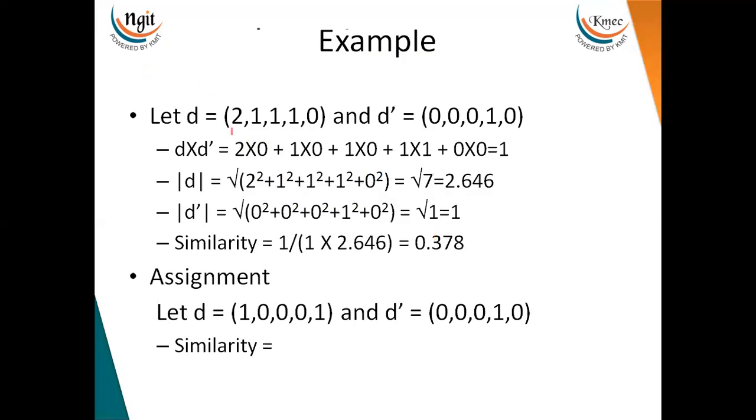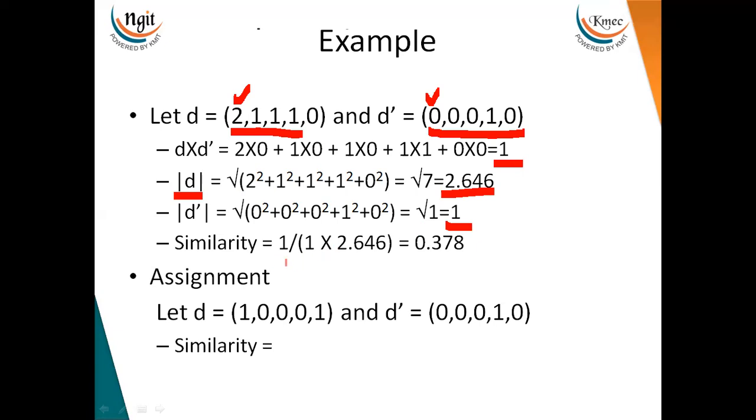Now, you have d and you have d dash. How will I find the vector product of it? Each i value means the value at the same position. Now, 2 is at i equal to 0, and the value in d dash is also at i equal to 0. So the values which are at the same index should be multiplied, and you have to find the addition of all such multiplications, and this will give you the vector product. Now how will I find the absolute value? Take the square root of the sum of squares of each value. Okay. So I will get the absolute value of d, and I will get the absolute value of d dash.